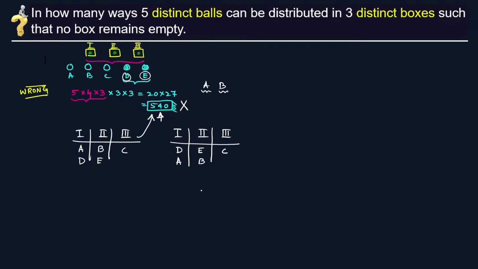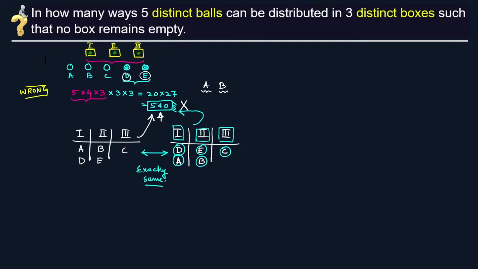Now please see this thing very carefully. Box 1 contains the balls D and A. Box 2 contains the balls E and B, and box 3 contains the ball C, which is also one option that has been considered in this calculation. But can you observe one thing? This arrangement, this distribution and this distribution, they are exactly the same.